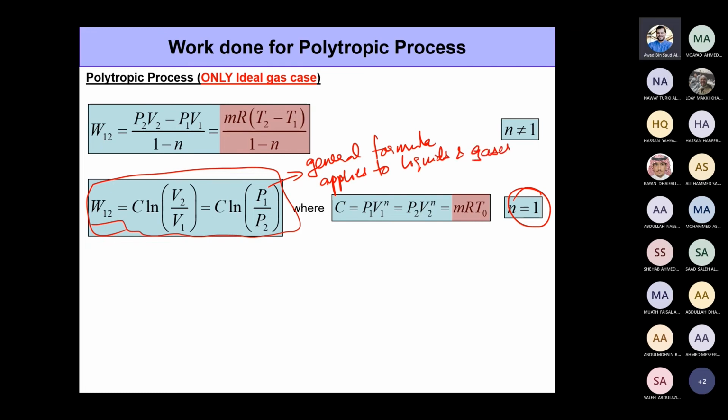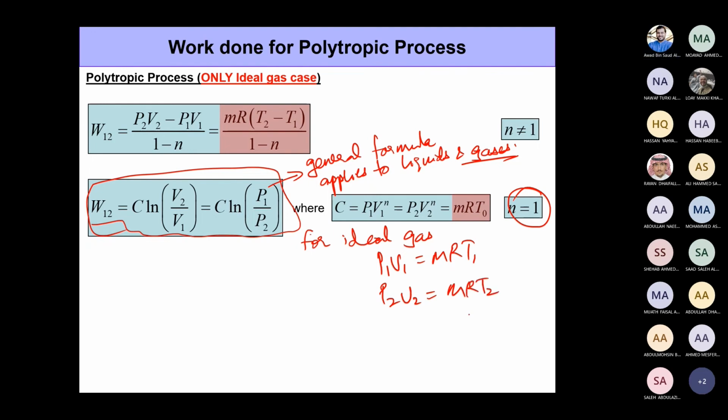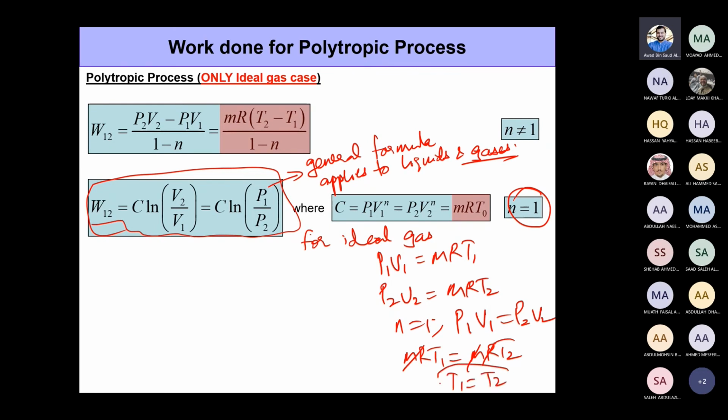Okay. Now for an ideal gas, we know that P1 V1 is equal to MRT1. And of course, P2 V2 should also be equal to MRT2. But when n is equal to 1, we said P1 V1 is equal to P2 V2, which basically means that MRT1 is equal to MRT2, or M and R can be cancelled out. T1 is equal to T2, which is why we said when n is equal to 1 for an ideal gas, then the process is isothermal.